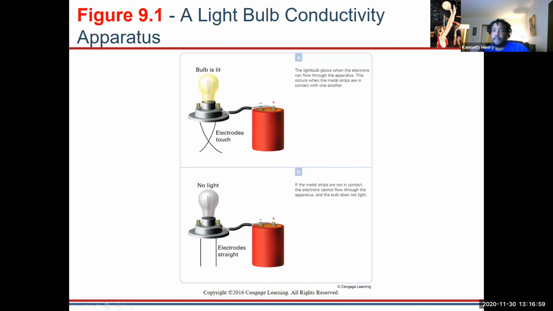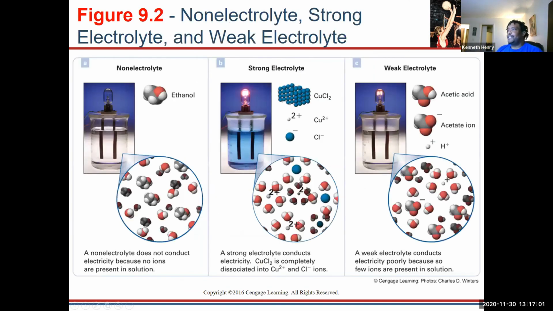So that brings us to this topic right here. What we call electrolytes. Electrolytes are basically the formation of ions that are able to conduct electricity, right? So strong electrolytes are able to conduct electricity pretty strongly, so we get a nice little bulb going. A weak electrolyte conducts very weakly, right?